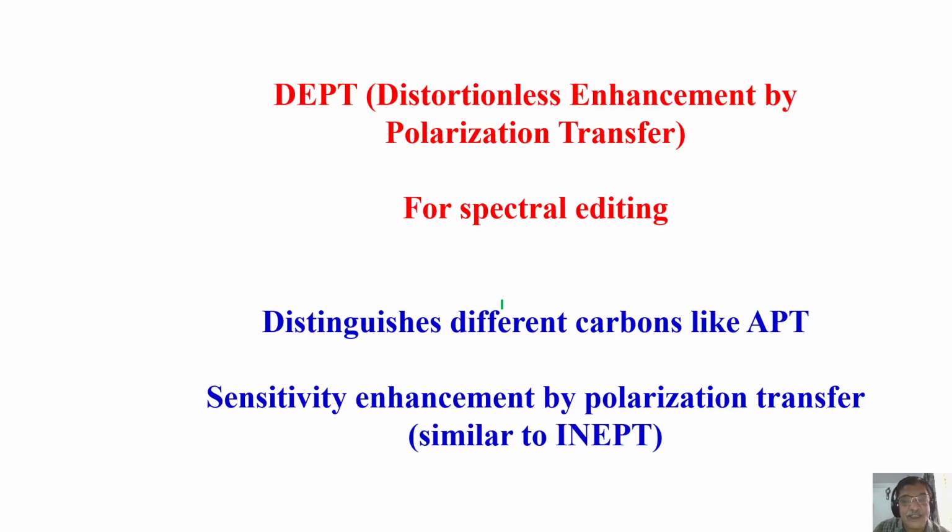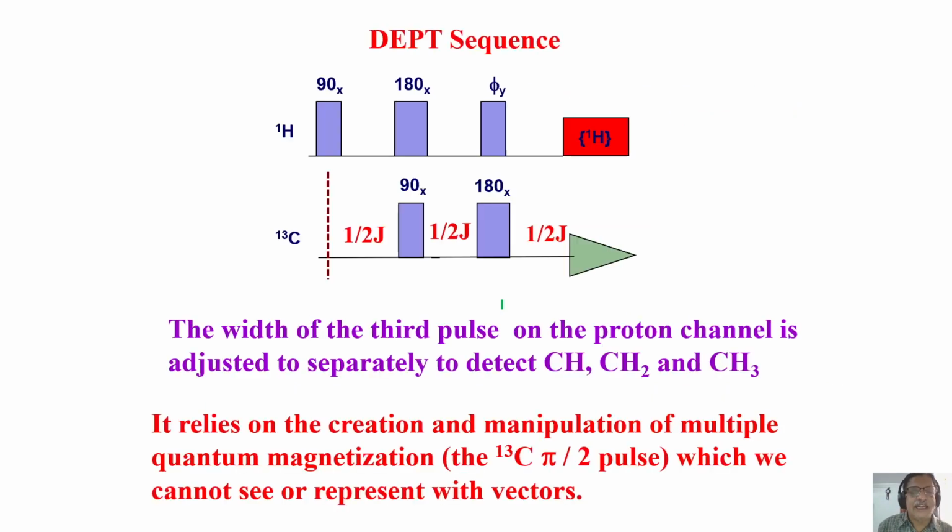So now as an extension of this, I discussed DEPT. You know what is DEPT? Distortionless Enhancement of Polarization Transfer for spectral editing. The advantage of DEPT is it distinguishes carbon like APT, which I discussed. At the same time, this is a sensitivity enhancement. Sensitivity enhancement comes because of polarization transfer similar to INEPT. This combines benefits of both types of experiment. So this is most advantageous. That's why in carbon 13 NMR at the end of the class, I talked about DEPT. I don't want to discuss more again.